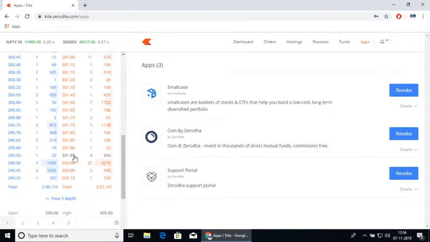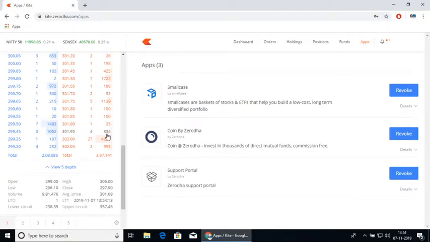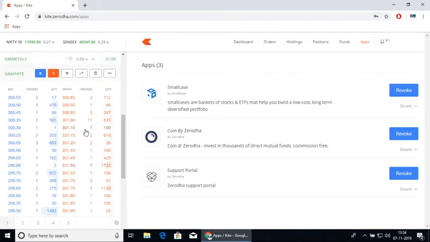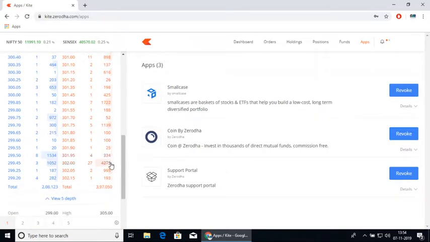The other thing we can find from 20 depth data is where the resistance and supports are. As you can see here, the quantities are very high at 302. Earlier we could only see till 301.10, so we don't know where we have to place the sell order. Here, as you can see, the number of orders is high at 302, so we can put our order at 301.95. So this is another benefit of level 3 data or 20 depth market data.